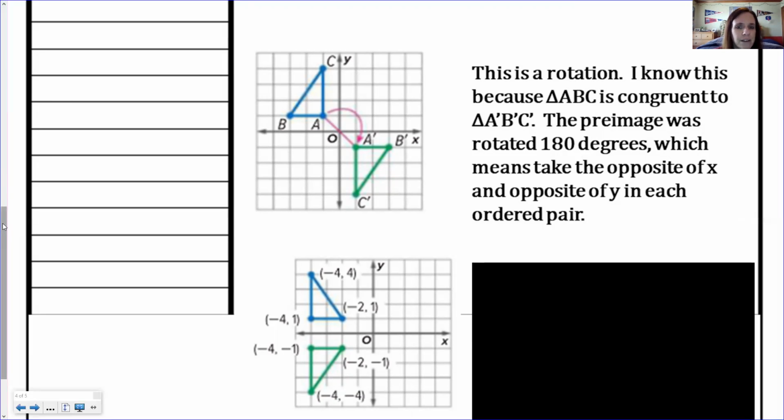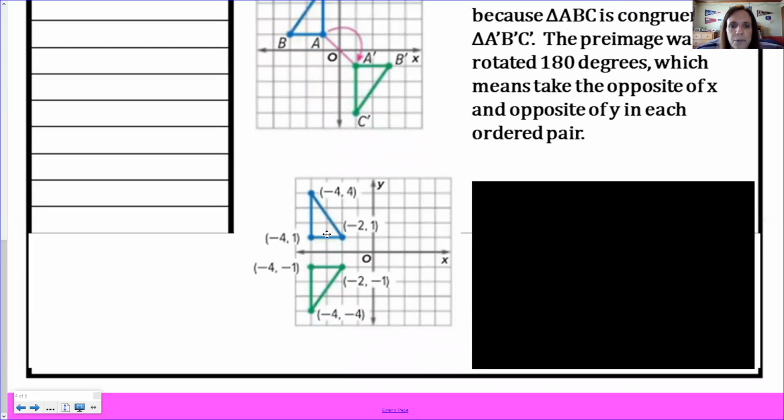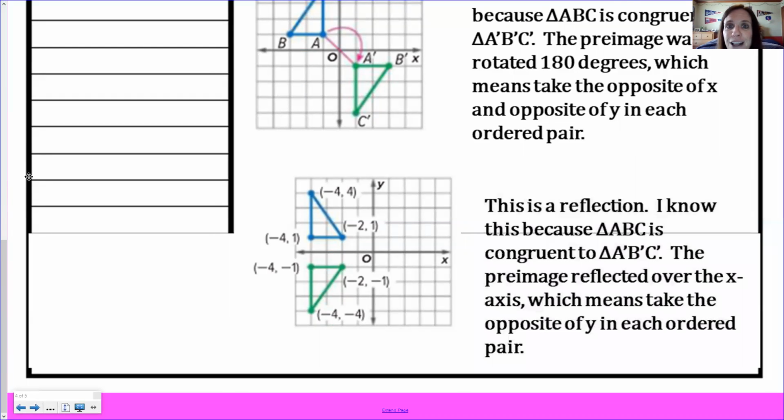All right, and our last one, original is blue. We don't have letters this time. And then the new one is green. What do you notice happening? This time you can see the ordered pairs. Hopefully you notice that in each of the ordered pairs, the Y coordinate becomes its opposite. So when does Y become opposite? That's right, in a reflection. I know this because we reflected over the x-axis, which you can see right here, which means take the opposite of Y in each ordered pair. And the triangles are still congruent because we did not change their size.